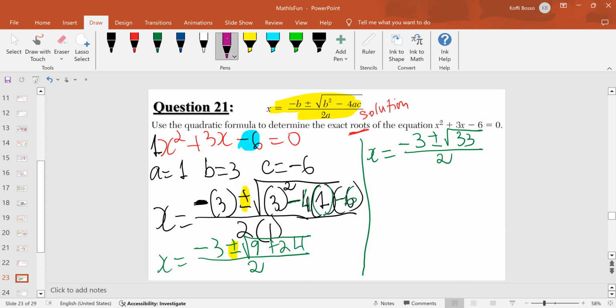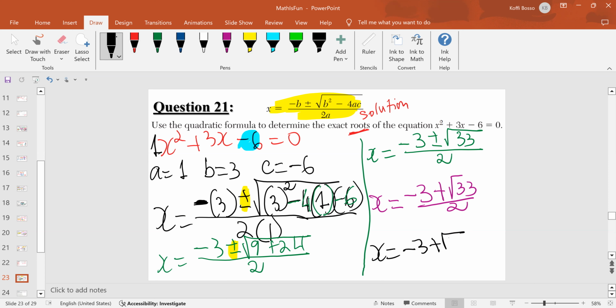So the solutions are: the first one is x equal to negative 3 plus the square root of 33, divided by 2. We cannot simplify the square root of 33, so we have it like that. And the second one will be what? x is equal to negative 3 minus the square root of 33, divided by 2.